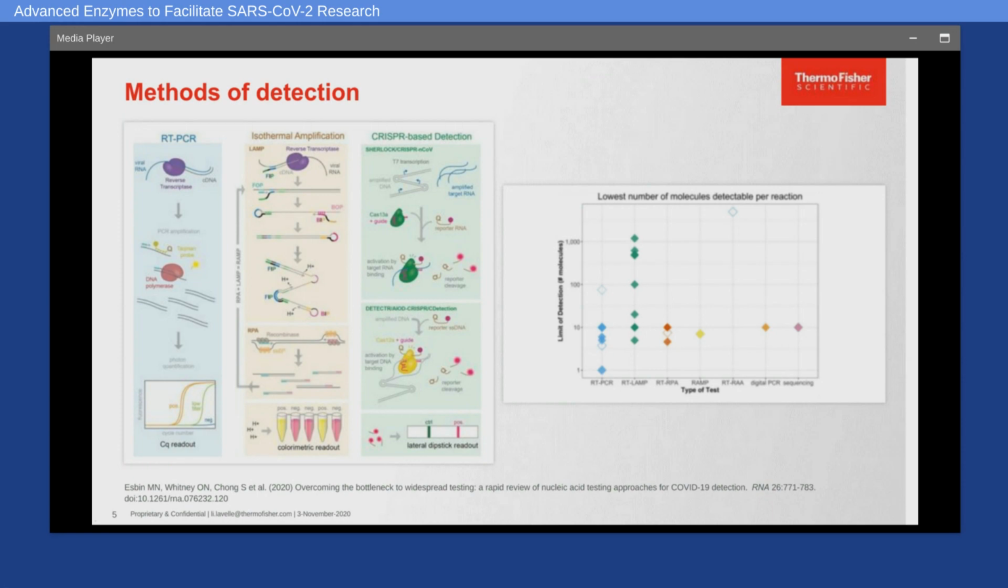The right-hand graph shows the limit of detection across different methods. You can see RT-qPCR is still the most sensitive method. That's why the majority of testing still comes from RT-qPCR. Other methods can detect as low as 10 molecules.